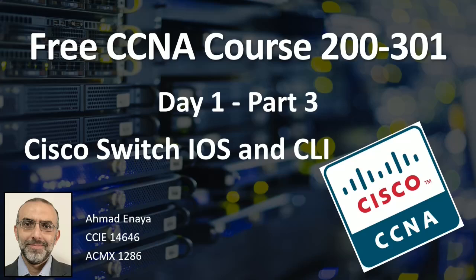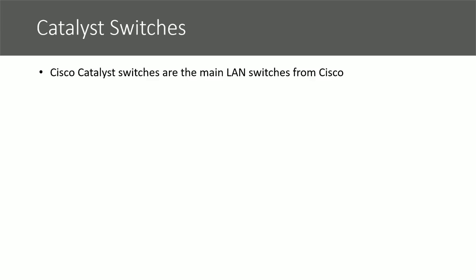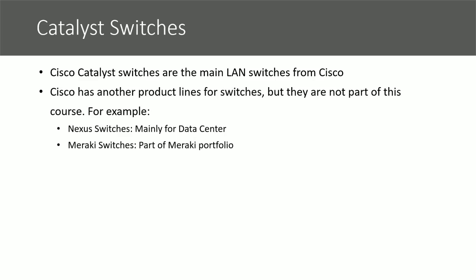Line Interface or CLI. Let's start by talking about Cisco switches, or mainly Cisco Catalyst switches. Cisco Catalyst switches are the main LAN switches from Cisco, but they are not the only switches from Cisco. Cisco has other product lines for switches. For example, Cisco has Nexus switches, which are switches mainly for data centers, and Cisco has Meraki switches, which are part of the acquisition Cisco did a few years ago. These switches are not part of this course, and our main focus in this course will be on Catalyst switches.